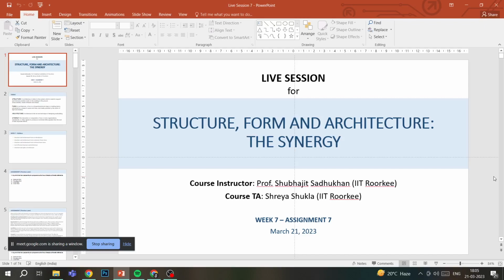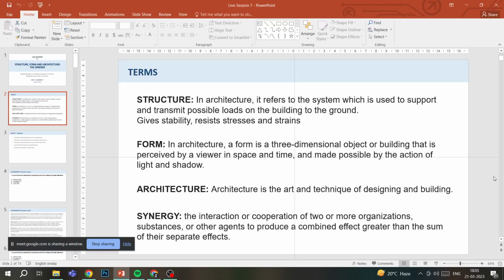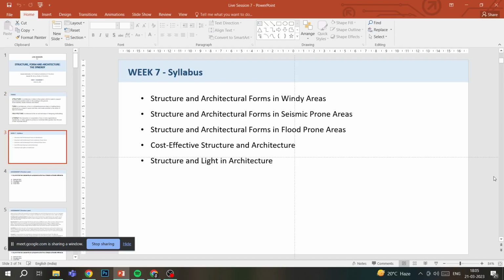So moving forward, I will not go into the definitions today. So week 7 syllabus, again 5 lectures were covered in week 7, like every week. This week's lectures were structure and architectural forms in windy areas, structure and architectural forms in seismic prone areas, structure and architectural forms in flood prone areas, cost effective structure in architecture, and structure and light in architecture.